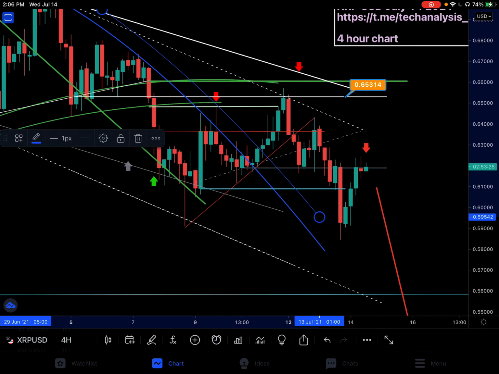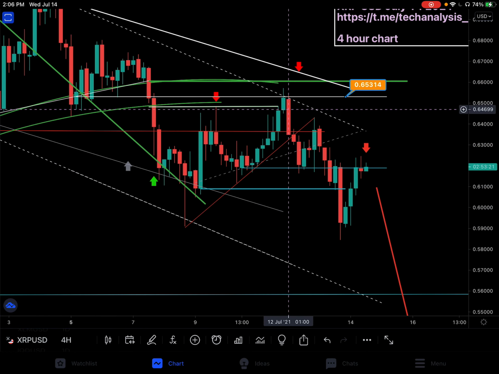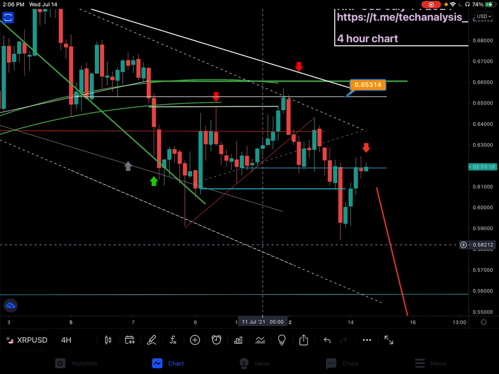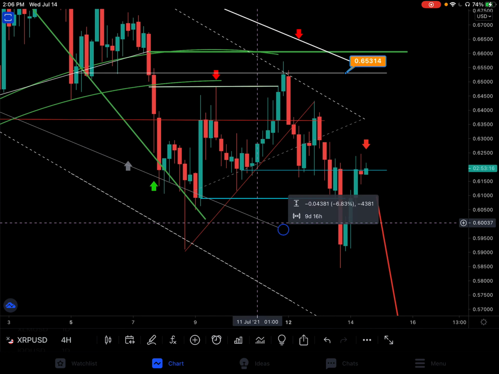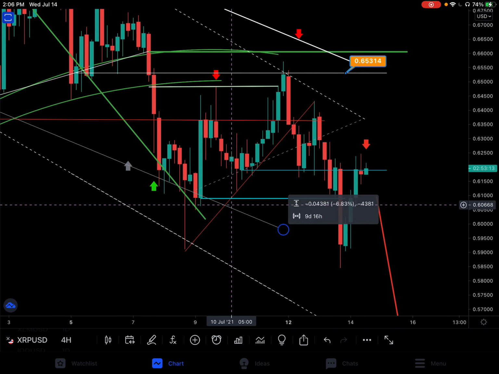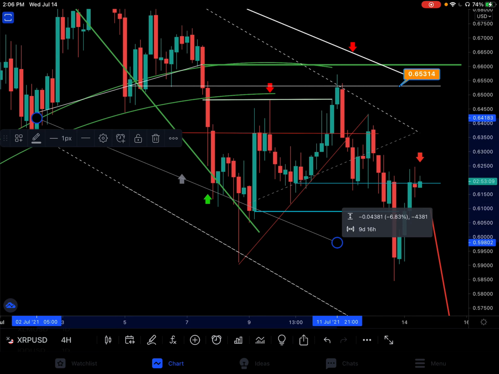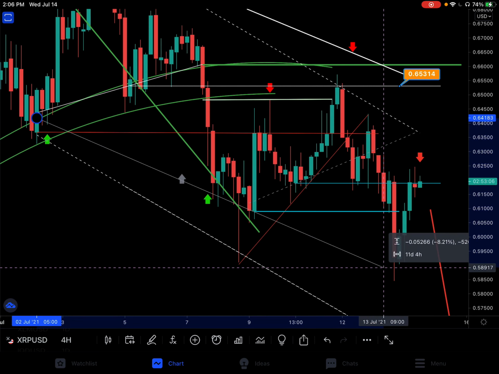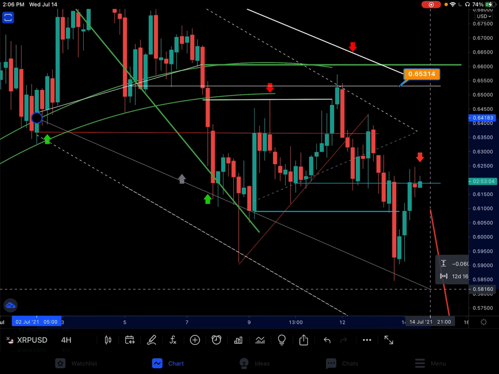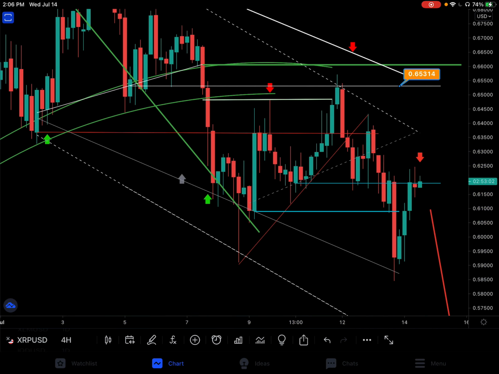Right now I'm going to delete these blue lines because we don't need those anymore. They served their purpose as support. I'm also going to delete this line. This one served its purpose too. I think we got that one from extending it out, and you can see support here, these lines.